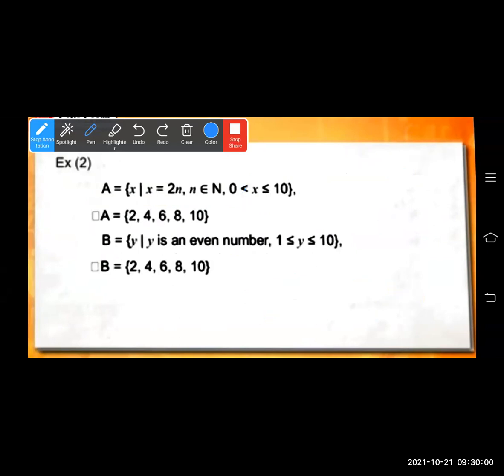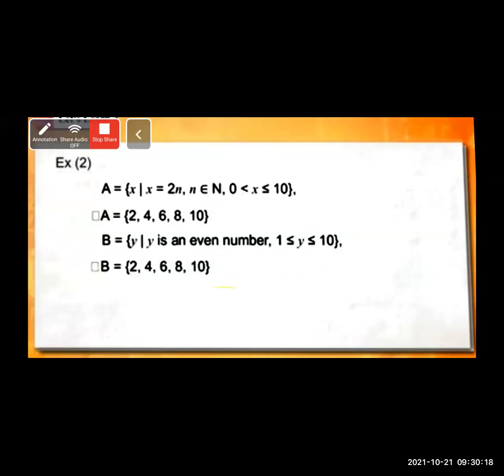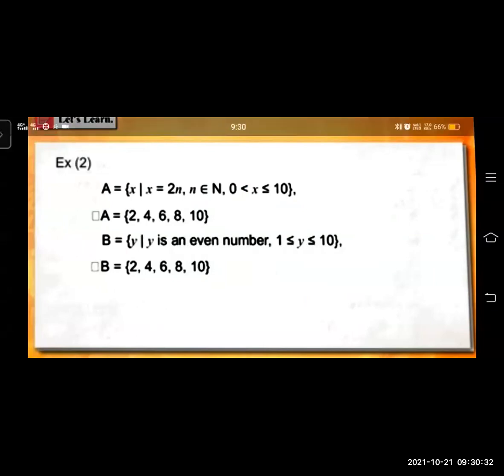The next one is set B is equal to the set of all y such that y is an even number, y less than or equal to 10. That means 2, 4, 6, 8, 10 are the elements. So all the elements are identical, in the same order, and all the elements are equal. We can observe that all the elements of set A are present in set B, and vice versa. Therefore, we can conclude that these two sets are equal.